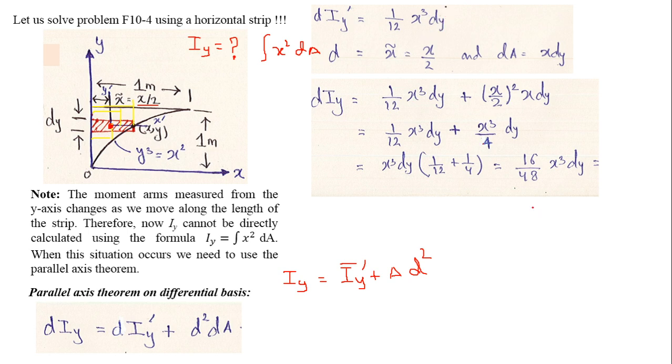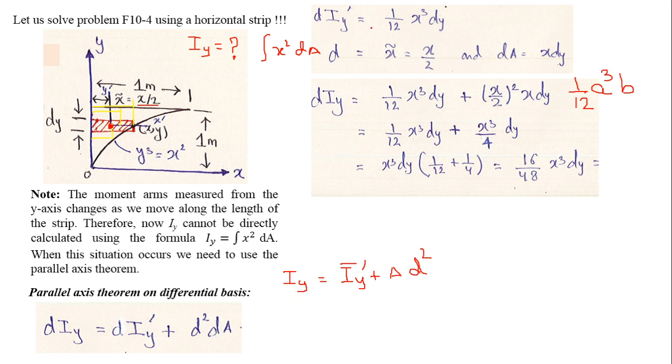So please remember that for a rectangle, the value of second moment of area is 1 by 12 a cubed b, where a and b are the dimensions of the rectangle, but you have to decide which dimension will be cubed and which dimension will not be cubed.